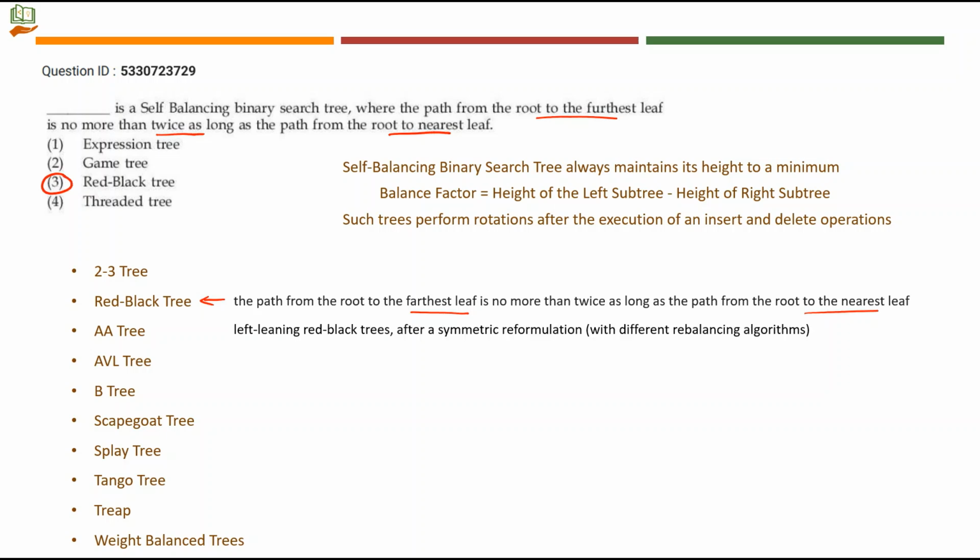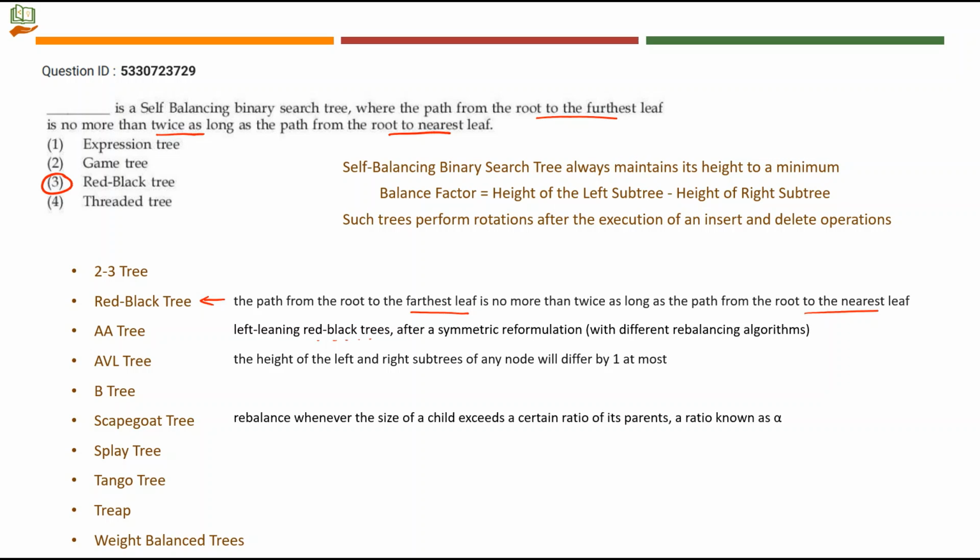AA trees are left-leaning red-black trees after a symmetric reformulation. It means they work with a different rebalancing algorithm. This is about the AA tree, and we know about the AVL tree: the heights of the left and right subtrees of any node will differ by 1 at most, not more than that. And for scapegoat trees, the rebalance occurs whenever the size of a child exceeds a certain ratio of its parent's. This ratio is known as alpha.